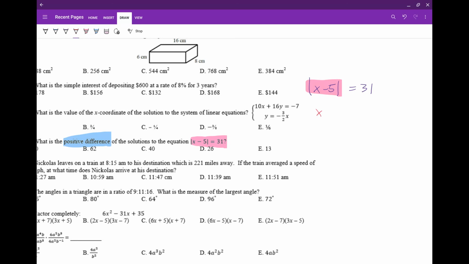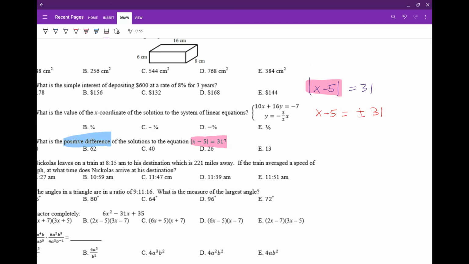So what you can do is get rid of the absolute value, and on the other side, you make everything plus or minus. So x minus 5 equals plus or minus 31. The reason it's like this is if I had the absolute value of 2, that's equal to 2, and the absolute value of -2 is also equal to 2.